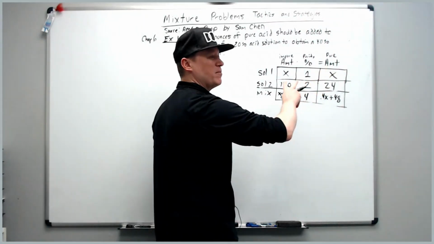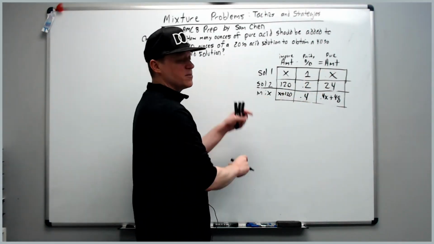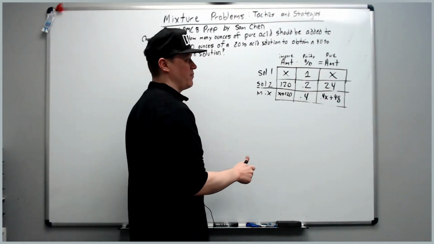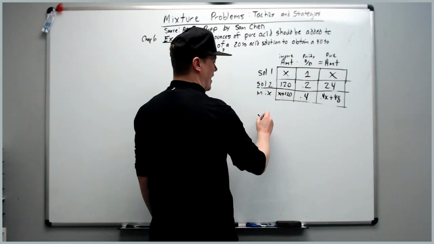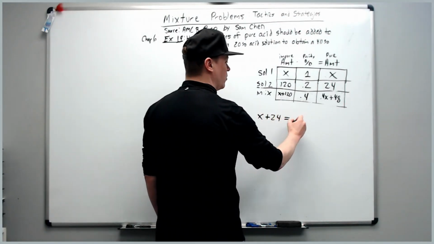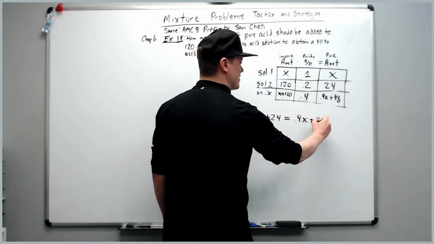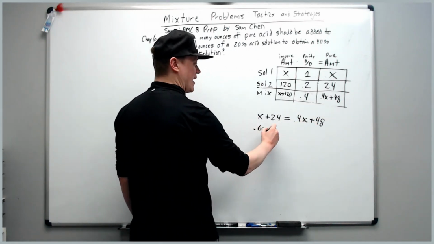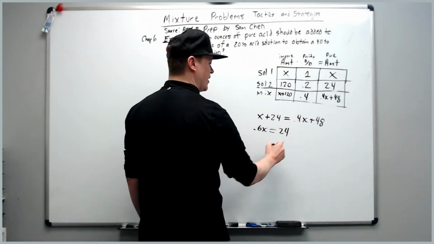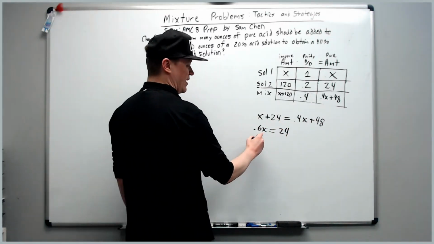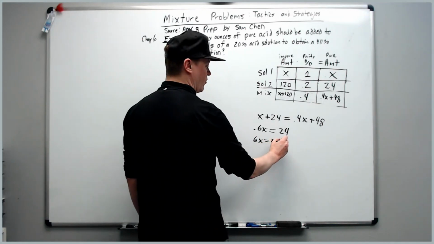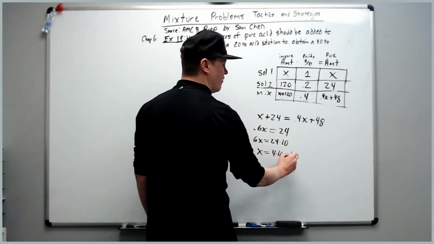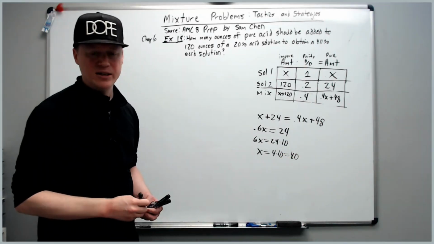The last thing you'll do is make your equation. Again, this chart is a magic bullet. Use it correctly, it will generate a solvable equation every time that you can use to get your answer. x plus 24 equals 0.4x plus 48. Now we're going to move the 0.4 over to get 0.6x, move the 24 over to get 24. You can multiply by 10, you'll get 6x equals 24 times 10. Divide by 6 to get x equals 4 times 10. 40 ounces is the answer. We'll go to the next problem.